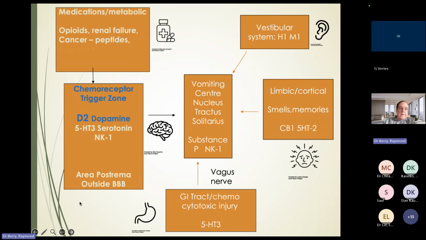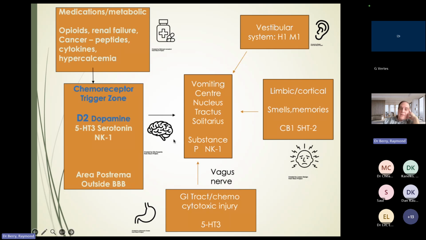This is probably the key slide of the talk, and I'm going to spend a fair bit of time on it. These are the pathways. When you see nausea pathways, you'll see all kinds of different drawings showing all the pathways that connect into the brain to cause nausea. This is very simplified, but hopefully that's helpful rather than seeing all pictures of anatomy.